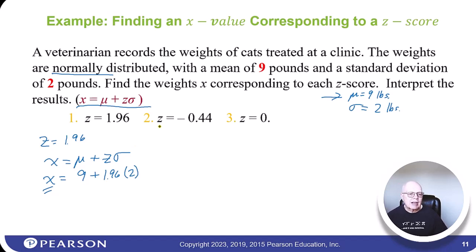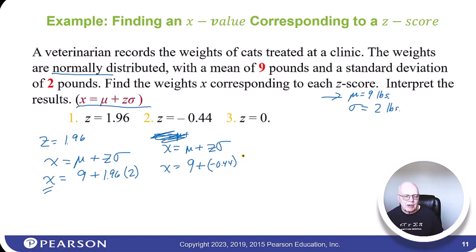How would we do the second one? Same type of deal. I'm looking for x, right? X equals mu plus z standard deviation. This x equals, you've still got the mean of 9. For this z, you've got negative 0.44. I might put that in parentheses so we know exactly what it is. And our standard deviation is 2.